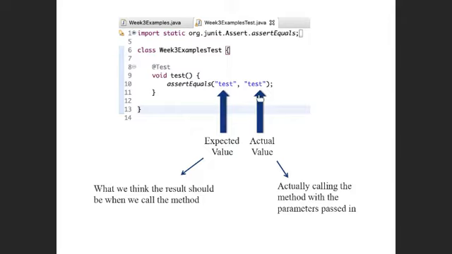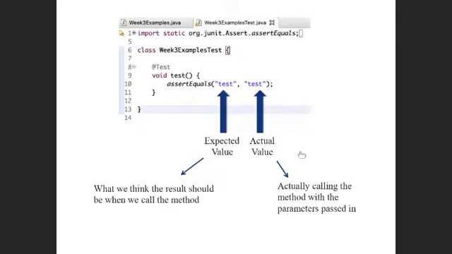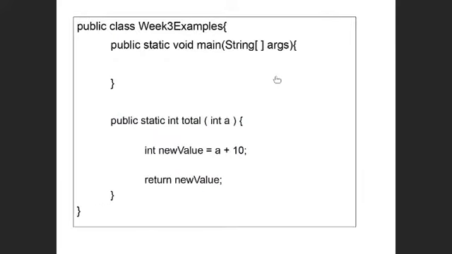So this is going to check that what we get as the actual value matches what's inside of the expected value. And if that passes, we're going to get green inside of our box here, and if it doesn't pass, we're going to get red. So that's why sometimes you'll hear this called red-green testing. So let's look at our example from this week. We have a method in there called total that takes an integer, adds 10 to it, and then returns that value.